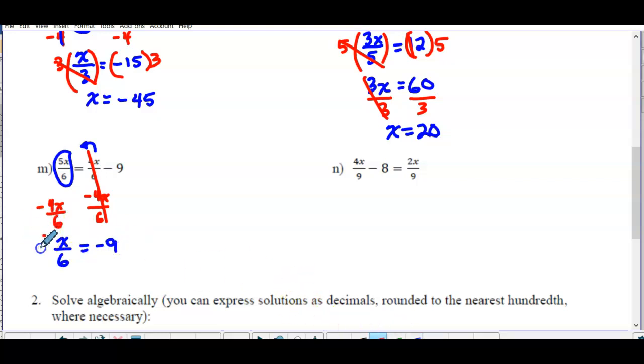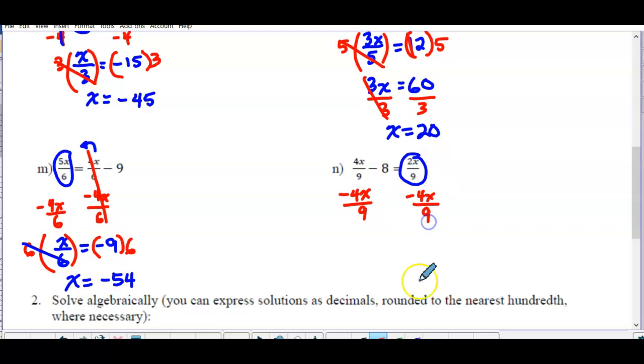And then I'm going to multiply through both sides by 6. And then I get x equals negative 54. And then same thing here. I have two x terms. I have one on the right, so I'm going to try to get the other term over. Luckily, they have a common denominator. If they didn't, you would have to get a common denominator. So that goes to 0.